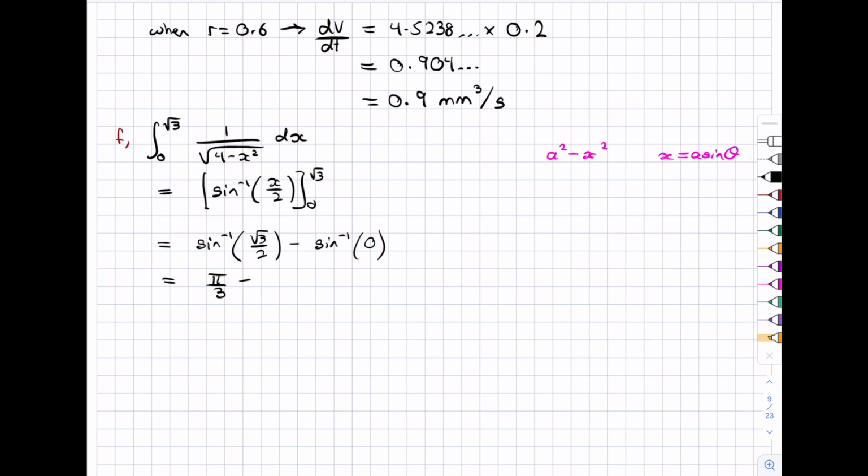And then sine of what gives me 0? That would be 0. So my final answer is pi on 3 there. Okay, and that's the end for part F.